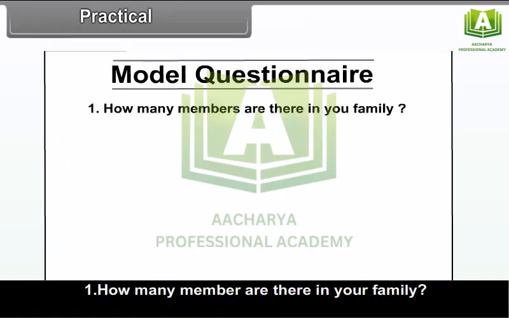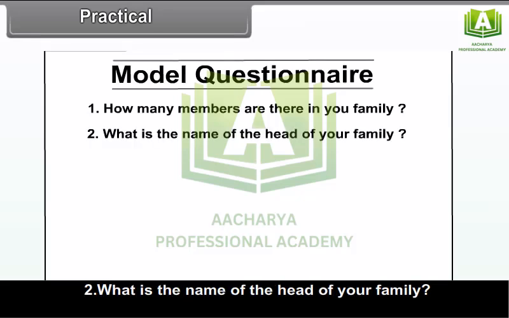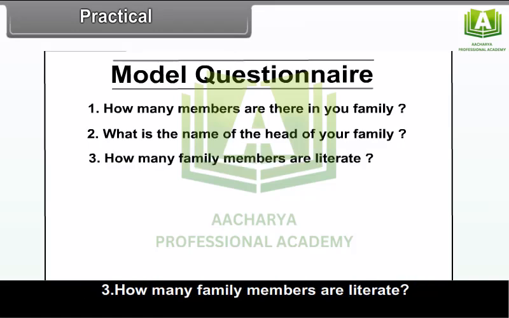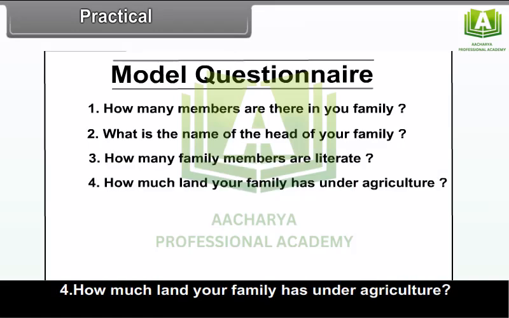How many members are there in your family? What is the name of the head of your family? How many family members are literate? How much land does your family have under agriculture?